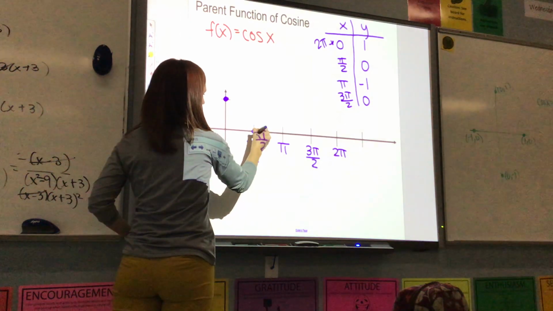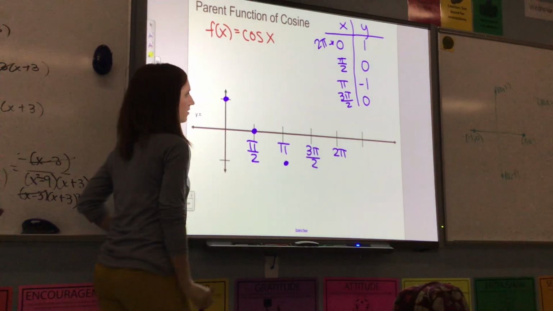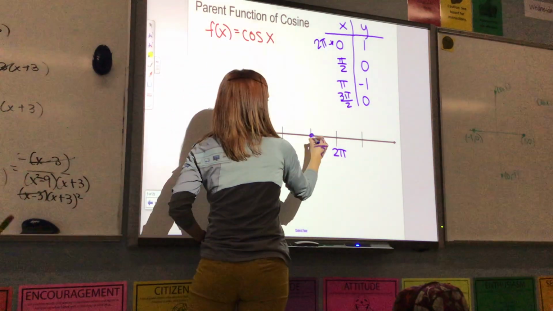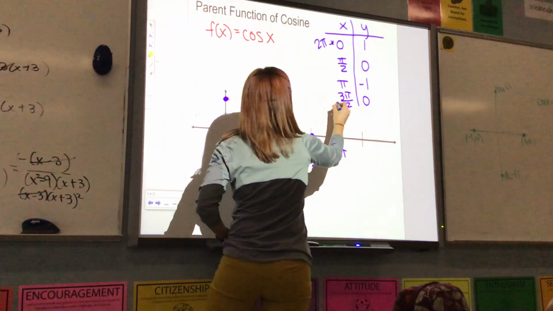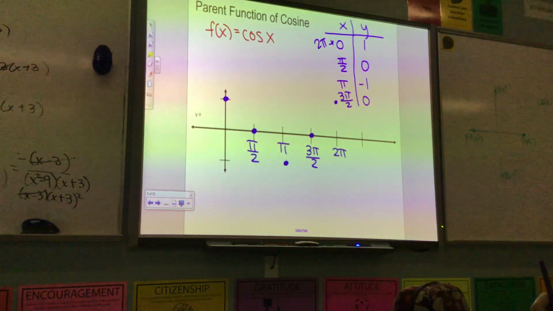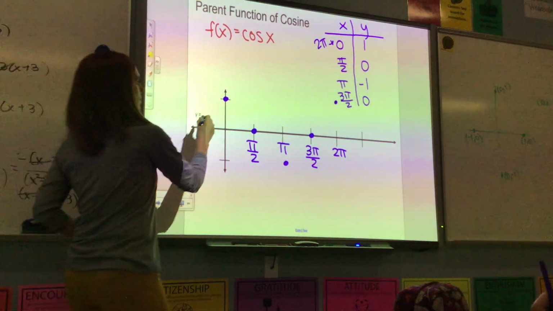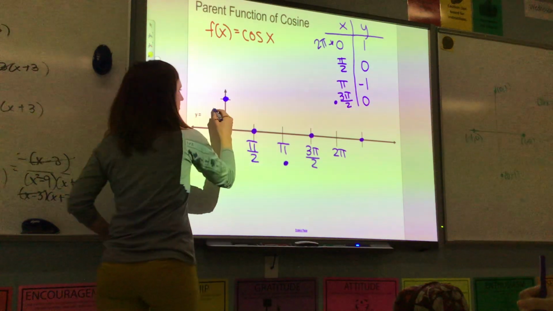Pi over 2, we're at 0. Pi is at negative 1. 3 pi over 2 is at 0. And then 2 pi is up at 1. That is where it starts repeating again. That is one revolution of our function. So what we know is, in theory, at this next point, we go back to 0, because this is periodic.